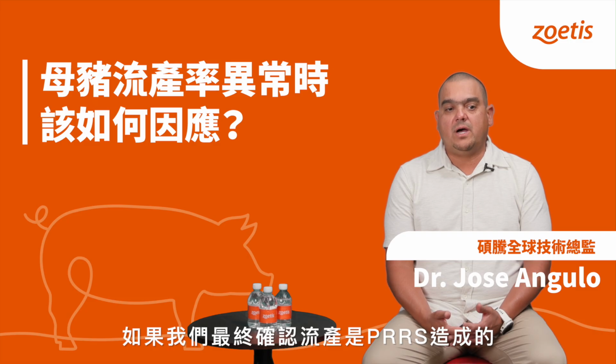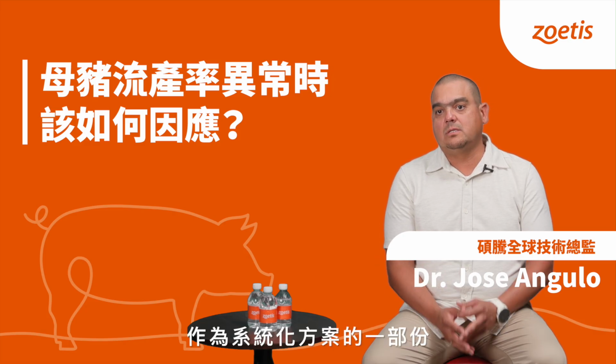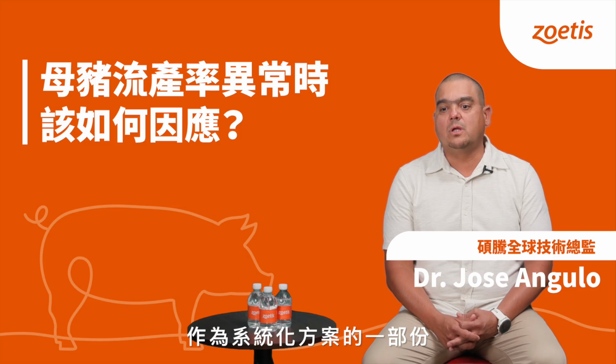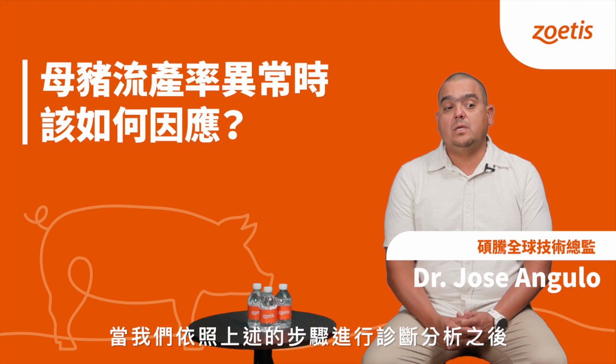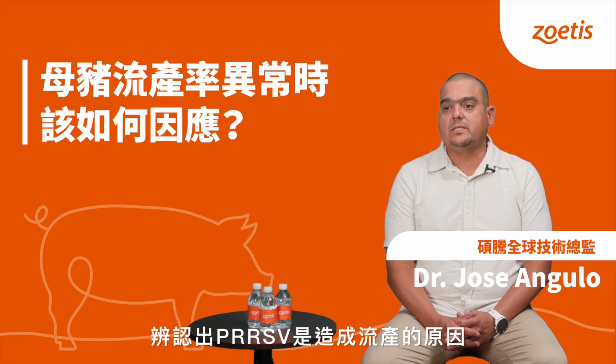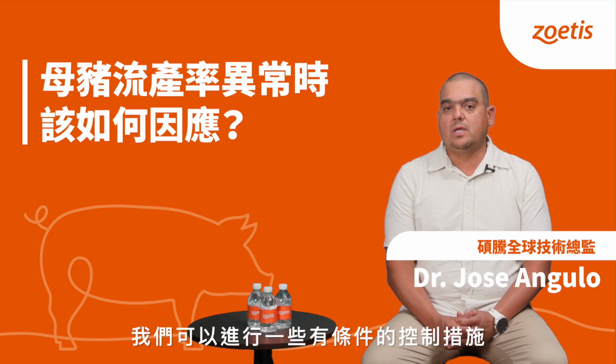If we at the end find that PRRS is the cause of this, then we implement a contingency plan, which is established in the systematic approach program as well. But it's very important to start by confirming the cause of the abortions in terms of productivity and also the root cause of these abortions. When we run the diagnostic investigation through all the steps that we already mentioned, and we identify that PRRS is the cause of the abortions, there are contingency plans that we can put in place.